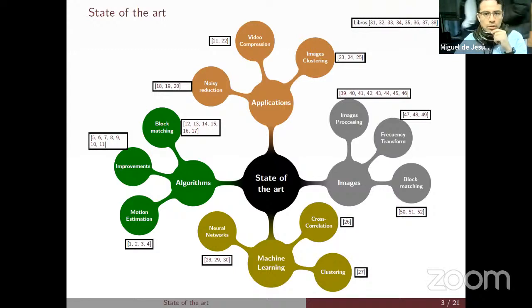Well, there are too many state of the art articles in this area. There are four main areas where we focus to study this research. The first is the applications where we can implement these algorithms.